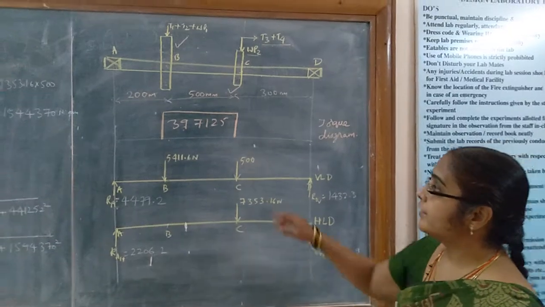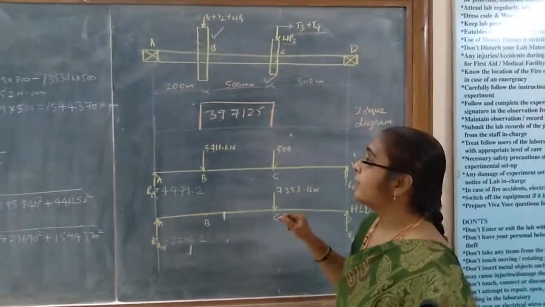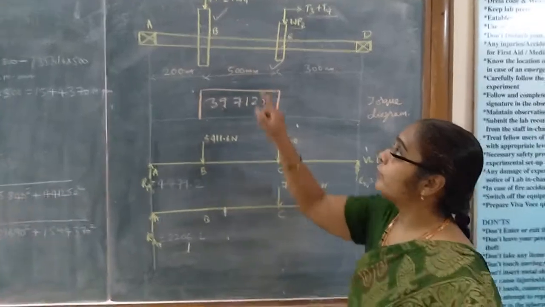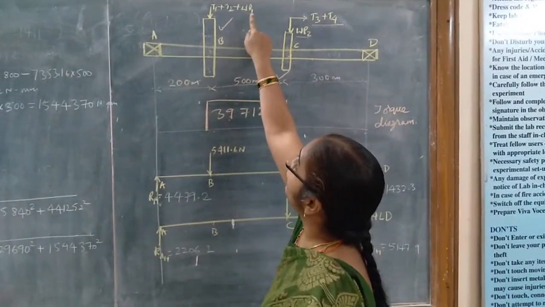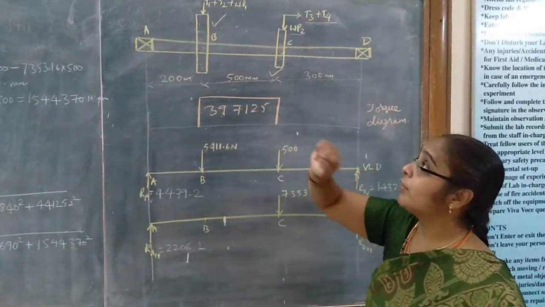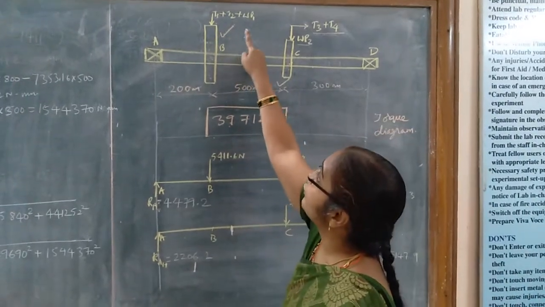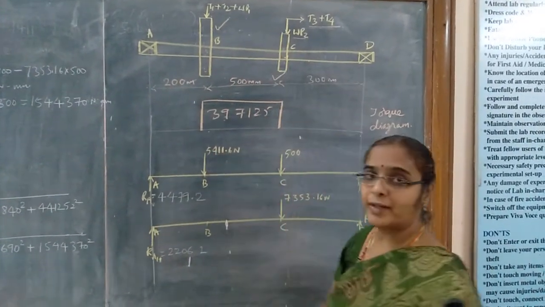Now let us understand the design of shafts. In the last class we learned how to find the value of T1 plus T2 plus WP1. We got the value of the summation of T1 plus T2 plus WP1 as 5411.6.